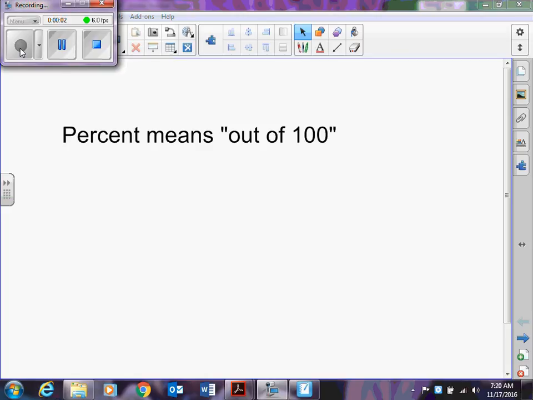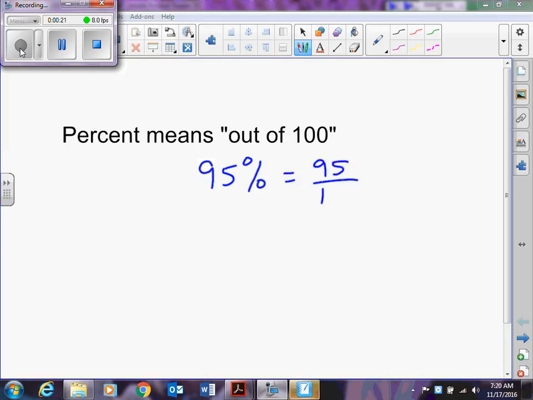Today we're going to talk about percents. The biggest thing you need to realize and know is that percent means out of 100. So whenever I say you got a 95% on your quiz, that means you got 95 out of 100 possible points. 95 out of 100. Okay, the same thing works for any percentage.